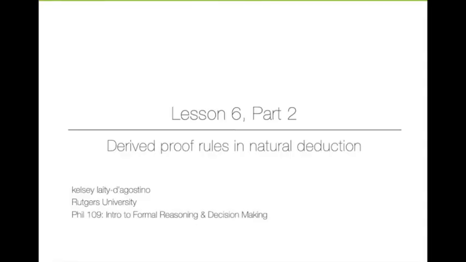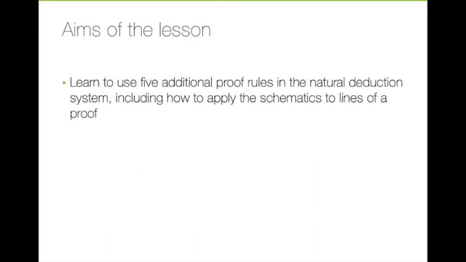In Lesson 5, our basic proof rules were already enough to prove any valid argument to be valid. But by adding a few additional rules for some common proof steps, we'll actually be able to simplify the proof process a little bit. So we're going to look at 5 additional proof rules in the natural deduction system, and we'll look at the schematic and then how to apply them to some lines of the proof.